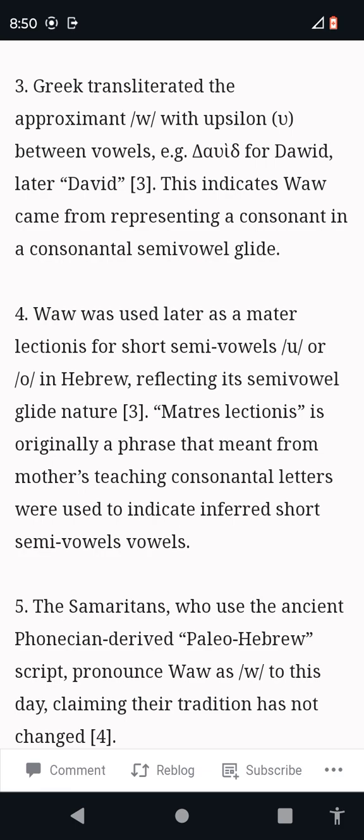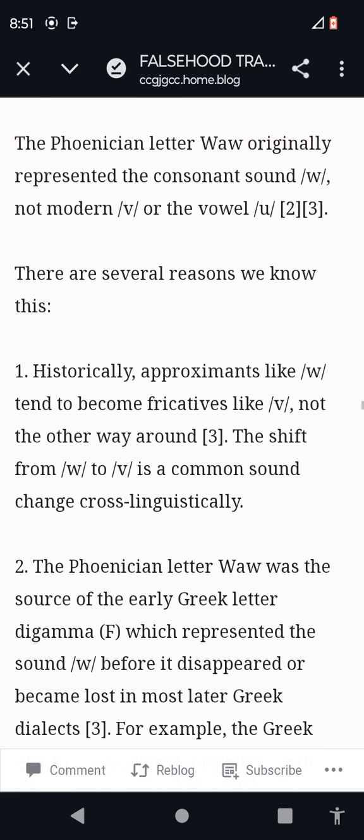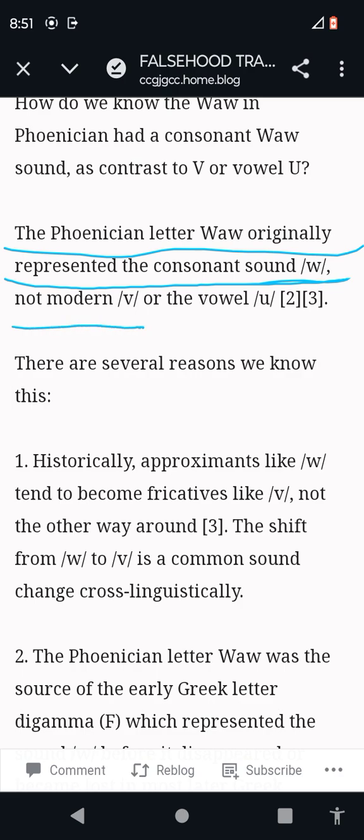Semi-vowels. So the long vowels did not take place until much later, after the Greek influence. The Greek influence started taking place in the Hebrew language and started being accepted around the 4th century AD, somewhere around there. Nonetheless, we have just learned that, let me go back up here just a little bit. Right here. The Phoenician letter Wa originally represented the consonant W, not the modern V, and not the vowel U.